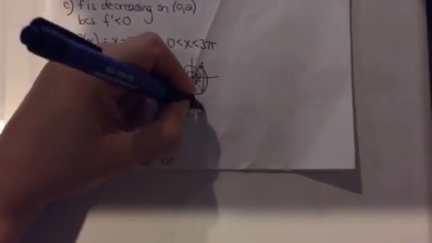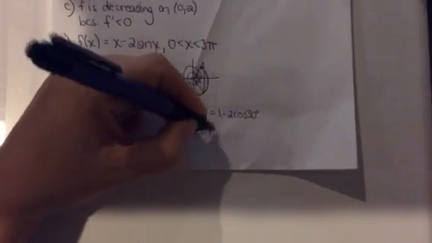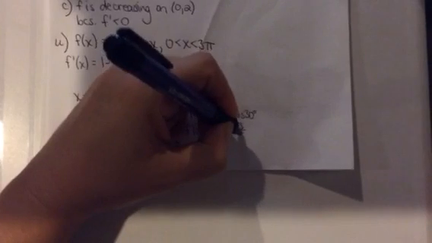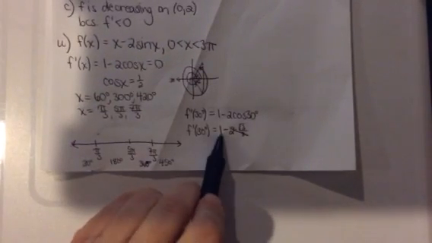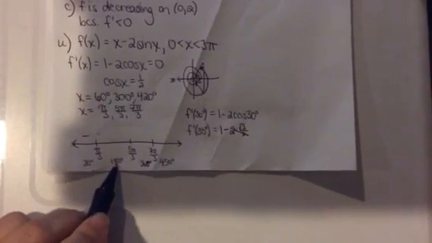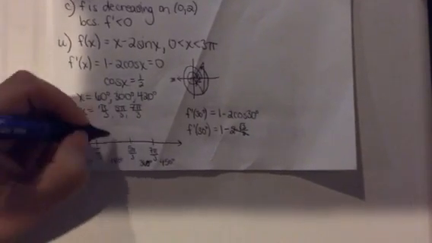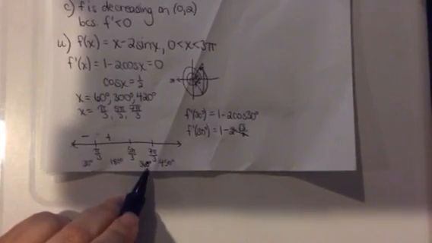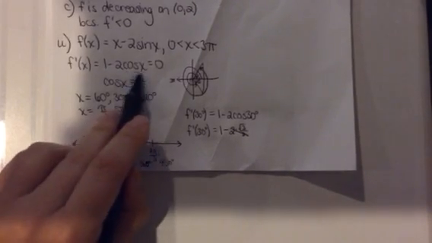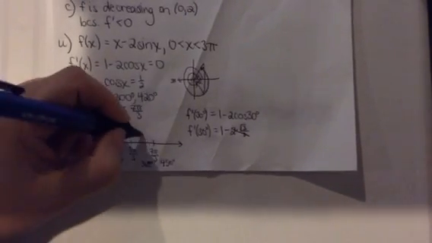F prime of 30, so plugging in here, would be 1 minus 2 cosine of 30. And if you're better in radians, do it in radians. Cosine of 30 is rad 3 over 2. That cancels out. Rad 3 is clearly bigger than 1 because it's bigger than rad 1. So 1 minus larger would be negative. So 180, what's cosine of 180? Negative 1. So this is going to be 1 plus 2, that's positive. 360, cosine of 360 is positive 1, so this is 1 minus 2, that's negative.